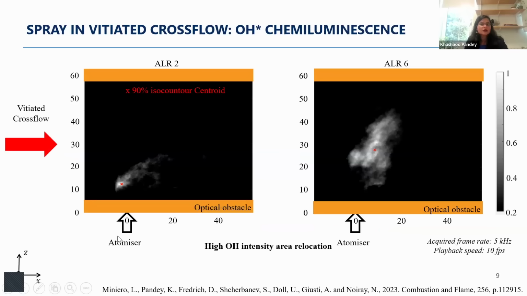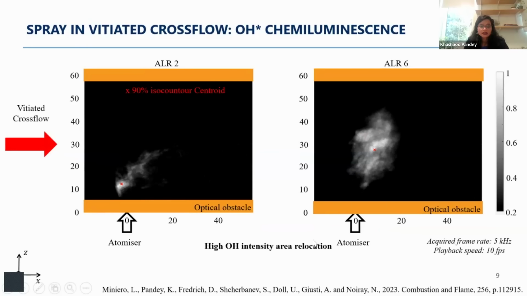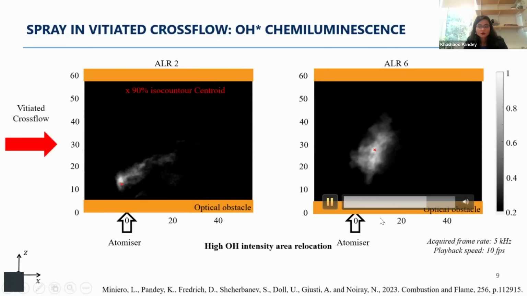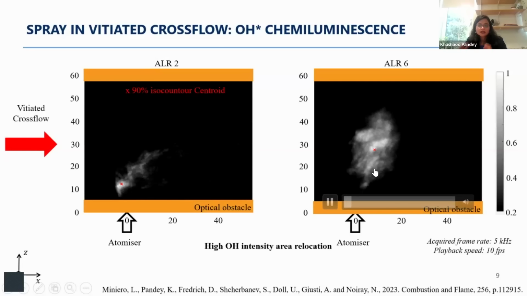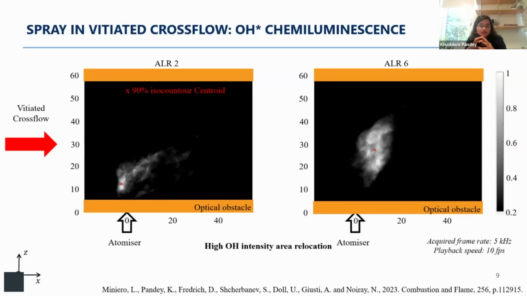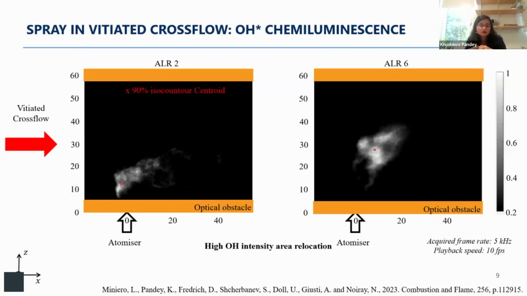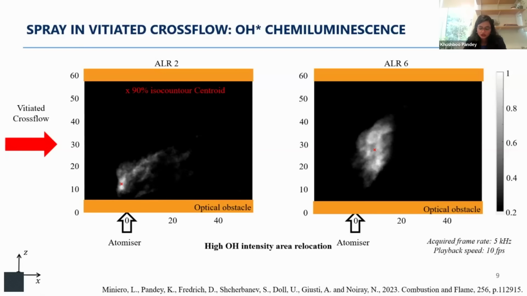First things first, when we see the OH chemiluminescence, which gives a line-of-sight integration and overall OH intensity of the flame, we see that for low ALRs, the flame centroid is mostly on the windward side. It is over here where the red cross marker is. When we have high ALRs, the flame is penetrating more into the cross flow, and the flame location is changing to the leeward side. This means that by changing the ALR, the jet to cross flow momentum ratio, and the Sauter mean diameter of these flames, we can control the flame characteristics and flame locations.